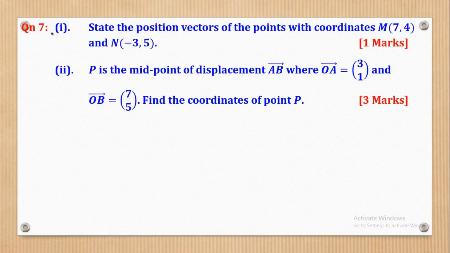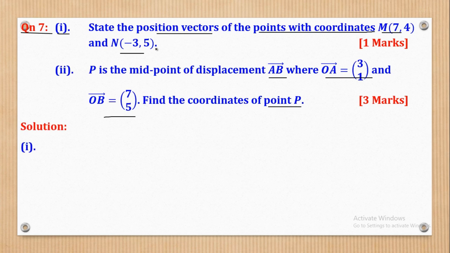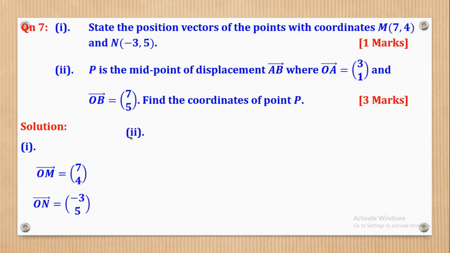Now we shall go to question 7. So question 7, Roman 1 says, state the position vectors of the points with coordinates M(7,4) and N(-3,5). Then part B, P is the midpoint of displacement AB, where OA is that and OB is that. Find the coordinates of P. So let's start with Roman 1. The position vector is denoted by OM for M, and it is (7,4). And for this one, it will be ON, which is (-3,5), as a column vector. That was Roman 1.